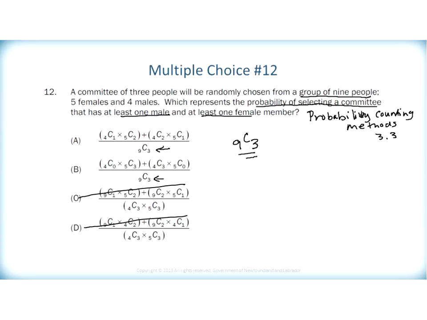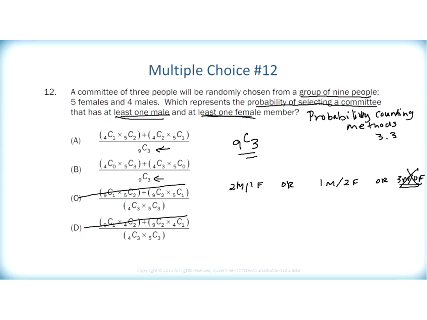We have some cases here. We could have at least 1 male and at least 1 female. So of the 3 people on the committee, if we have 2 males, that would leave us with 1 female, still satisfying the condition of at least 1 male and 1 female. Or we could have 1 male and 2 females, and that also satisfies the condition. If we decided on choosing 3 males and 0 females, that doesn't satisfy the condition of at least 1 female member, so that's no good.